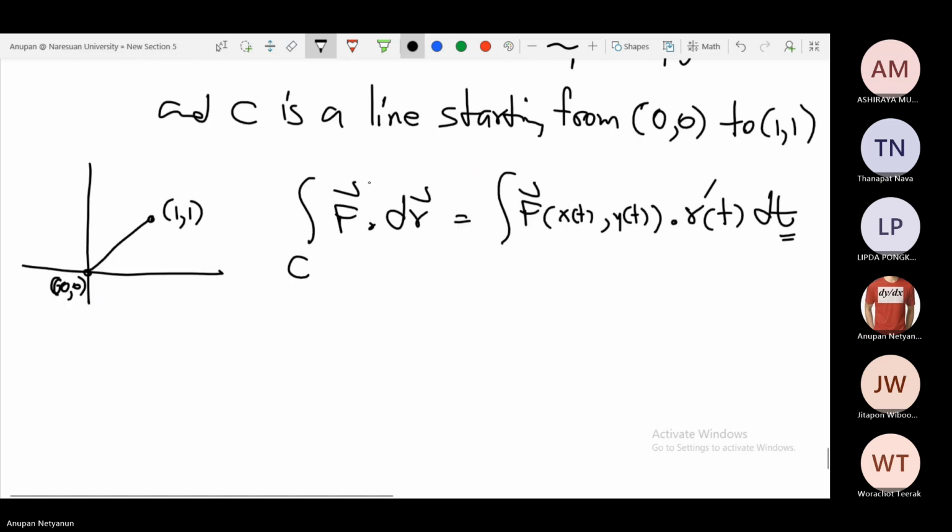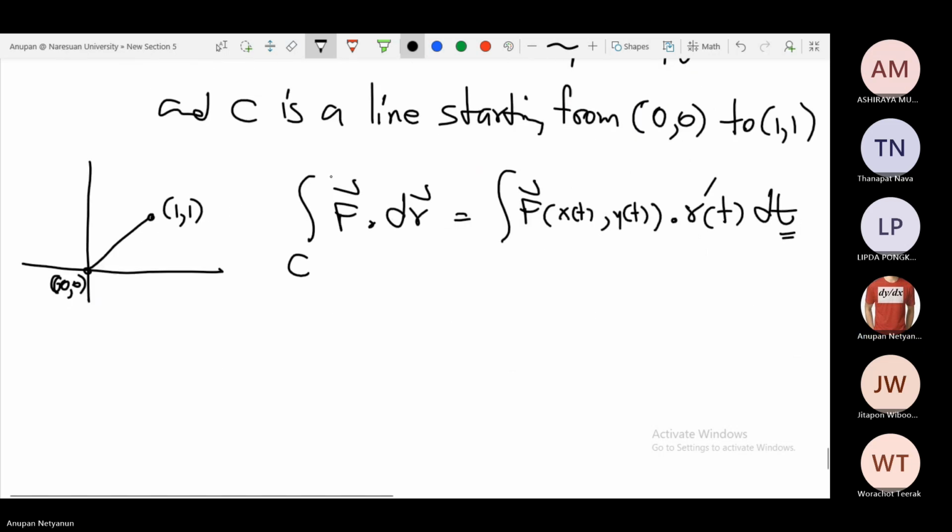It talks about r(t), right? So we have to parameterize this line, okay, into a vector form that depends on t, okay? So I have to find first this line. What is r(t) equal to? Okay.